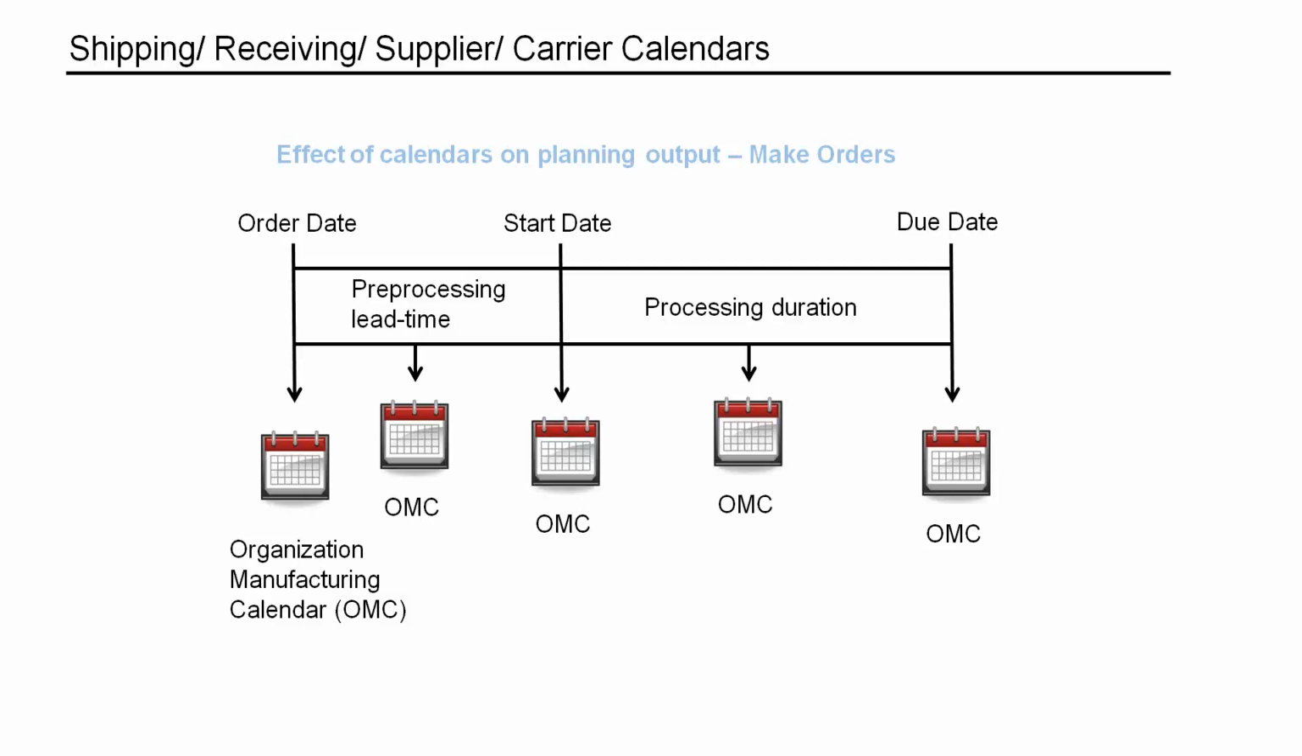For example, if the pre-processing lead time is 10 days, that means that within that 10 days, if there are any holidays, that will be considered by ASCP, and the system will suggest the dates accordingly. Similarly for processing lead time as well. Does that make sense? Yeah.